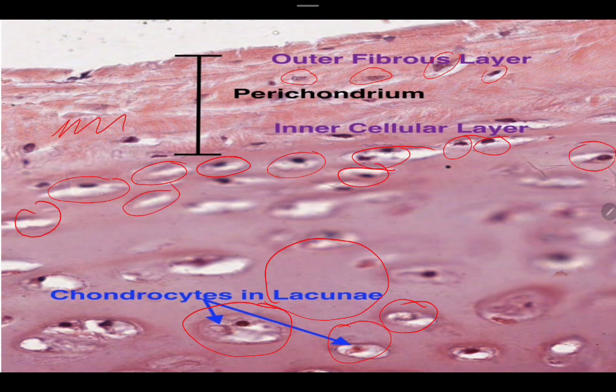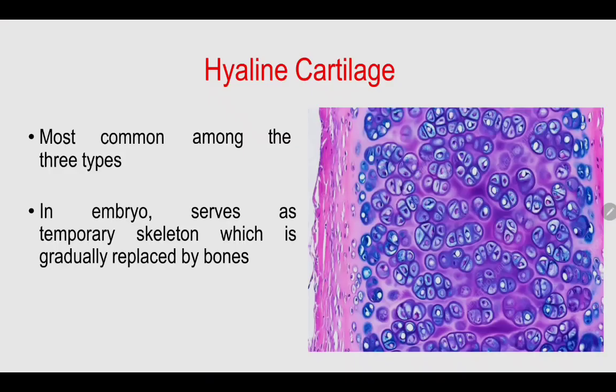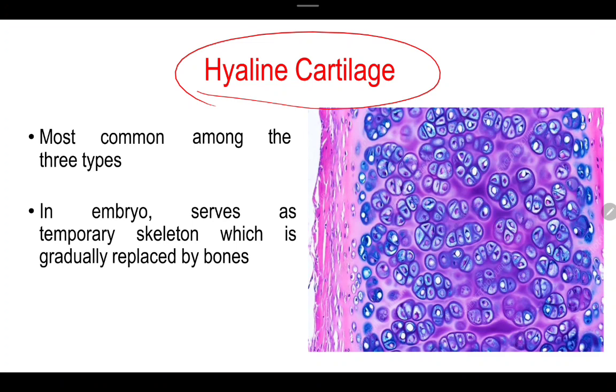Okay, so I hope naintindihan po natin yung ating general structure of your perichondrium as well as yung ating buong cartilage. Because now, we are now ready to move to the individual different types of cartilage. Okay, so to start, let's start with the hyaline cartilage. Okay, yung hyaline cartilage, guys, is the most common among three types. Okay, yan talaga yung laging nakikita, no?